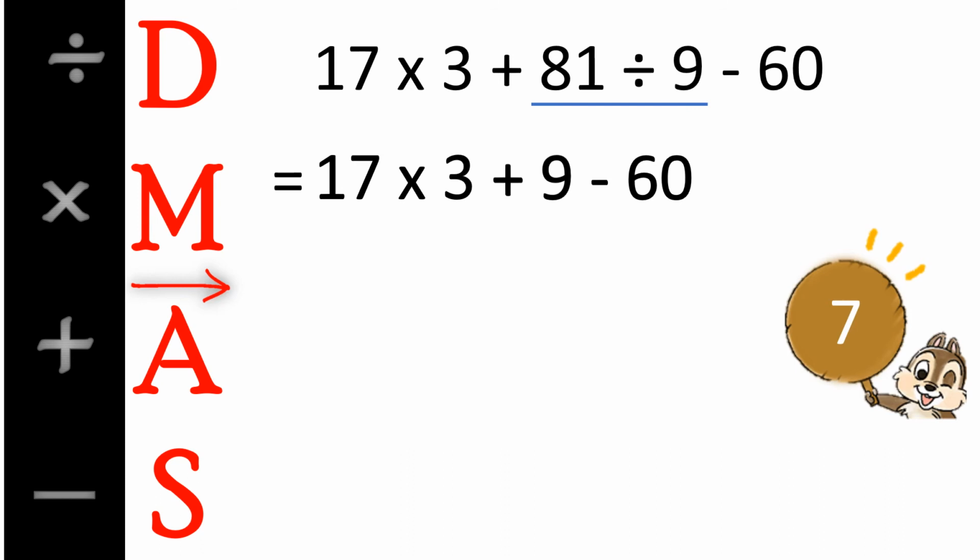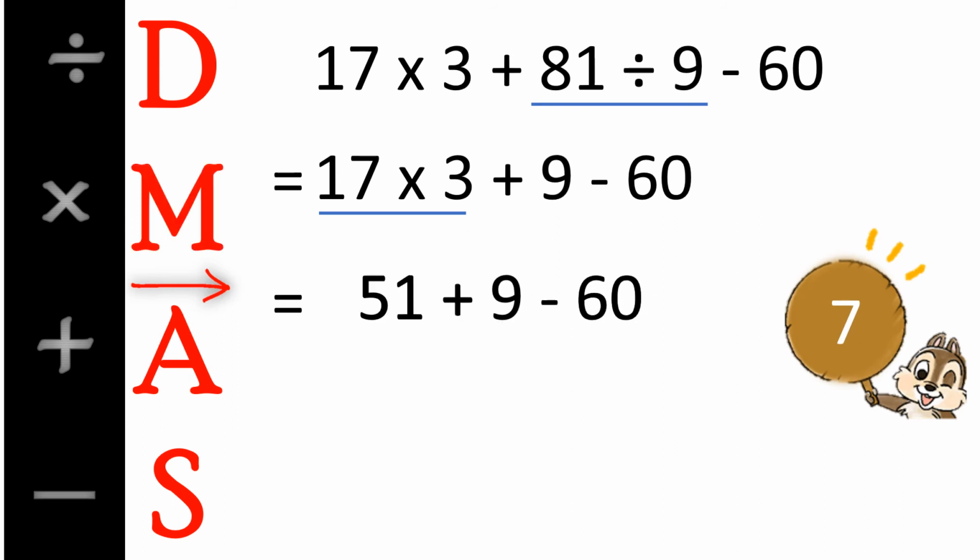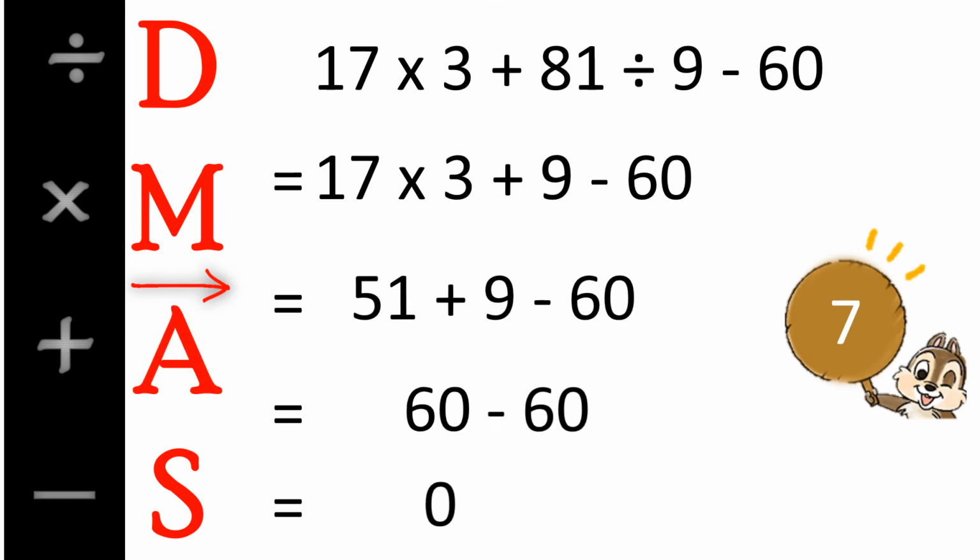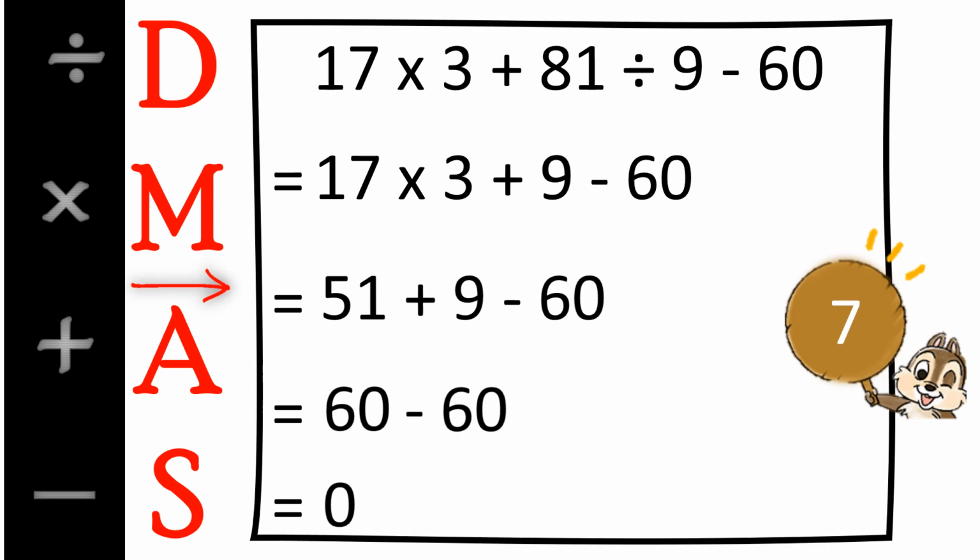So what we have to do first? Yes, multiplication. So do the multiplication. 17 3s are 51. And rewrite rest of the problem as it is. That is plus 9 minus 60. Now we have 51 plus 9 minus 60. Now do the addition. Because while moving from left to right, carry out addition or subtraction whichever comes first. Here we have addition. So do the addition. 51 plus 9 we get 60. Now we have 60 minus 60 which is equal to 0. So the answer is 0.